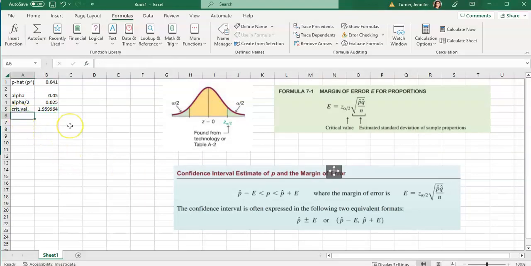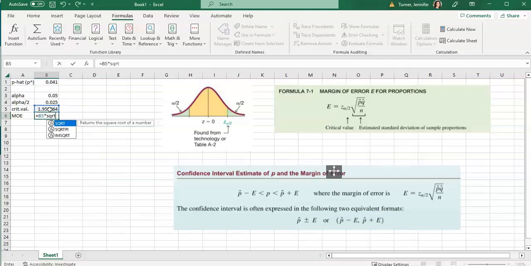Finally, to find the margin of error, we're going to put in this formula right here, z alpha over 2 times the square root of p hat times q hat divided by n. N is the size of the total sample. So we're going to start a formula. First, we're going to put the z alpha over 2. Remember, that's the critical value, so we click right here. Then we're going to do times, which is just the asterisk. To do square root, you can type SQRT and then open a set of parentheses.